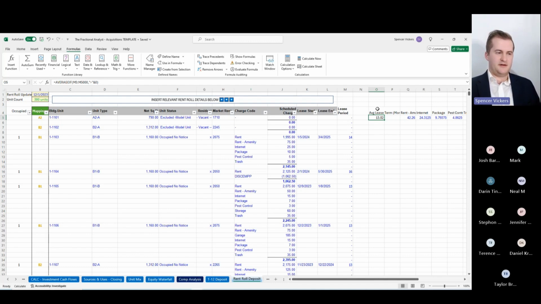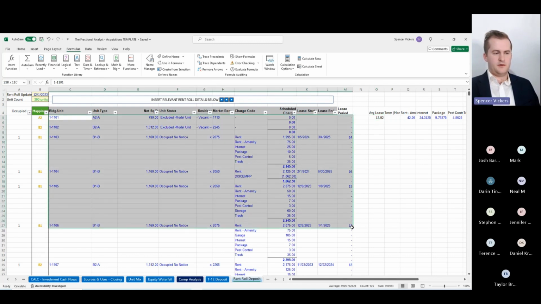I try to get really accurate on the operation side, whereas a lot of models make general assumptions based on percentages that are just kind of random inputs. This model really tries to tie the projected cash flows to projected performance. So average lease term is one of those things.